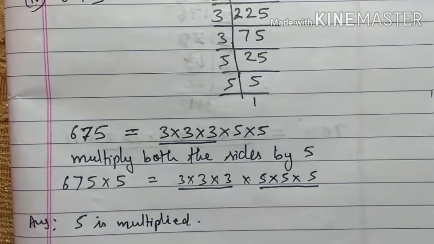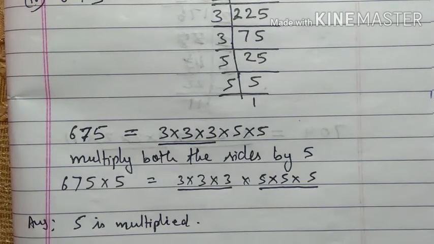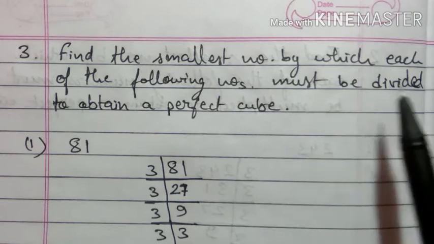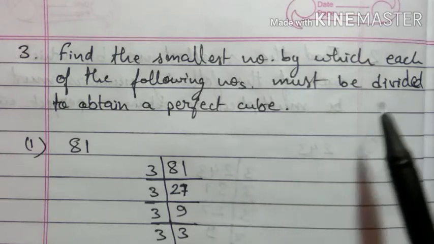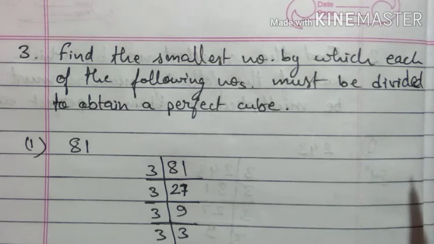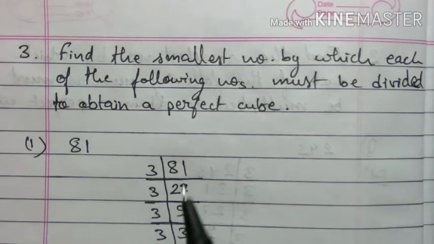Okay, come to the next. In the third question, find the smallest number by which each of the following numbers must be divided, so as to obtain a perfect cube. So here we have to divide to get a perfect cube. The first part is 81.